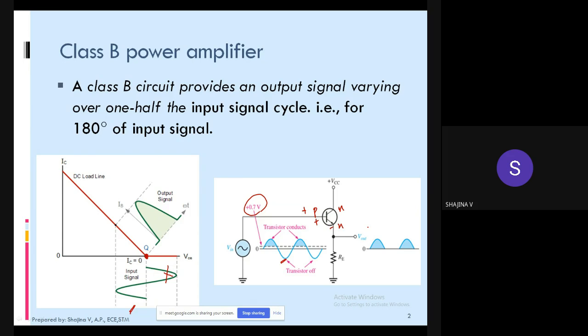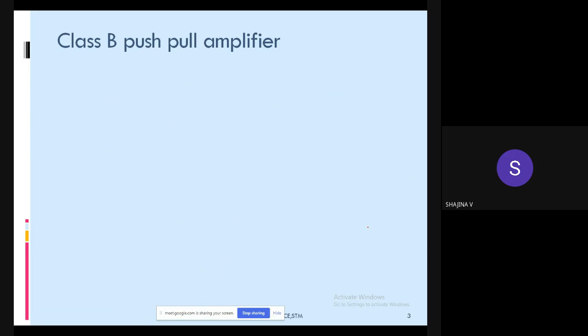So we have to go for another arrangement in order to get the complete input cycle. We require complete information of the input signal. So we have to go for another configuration that is called push-pull amplifier. Actually, there are two arrangements. Push-pull amplifier is there, and one complementary symmetry arrangement is there.